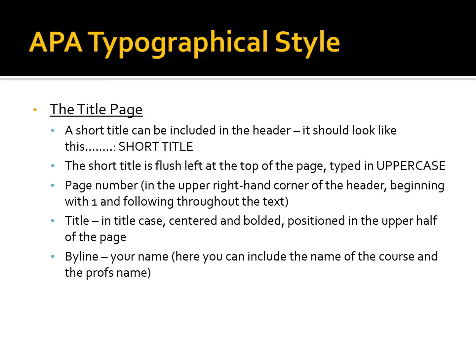Okay, so that wraps up part two. Now we can move on to part three, which is the APA typographical style. So as I said at the beginning of this workshop, APA is not just a method of citing sources with a reference list and in-text citation. It is also a method of style. So in order for something to be considered appropriately APA formatted, it needs to look a particular way.